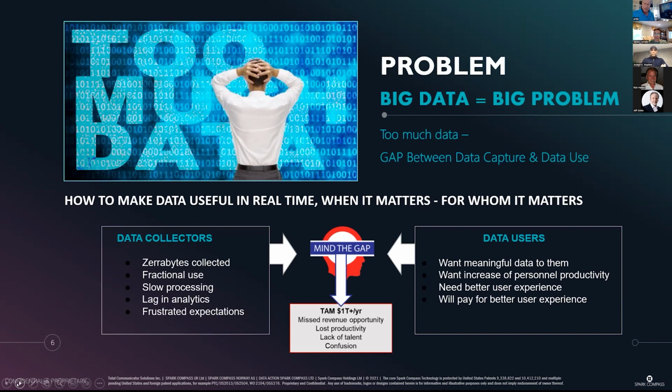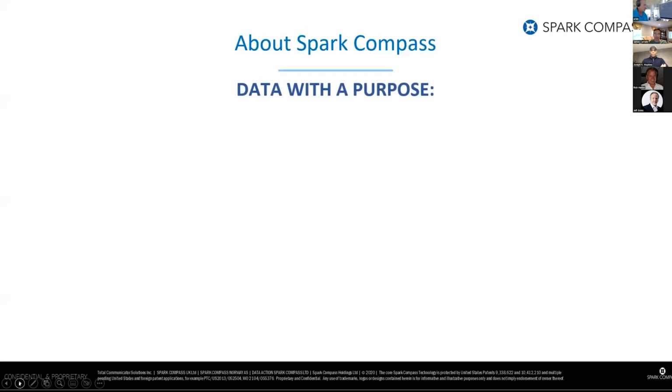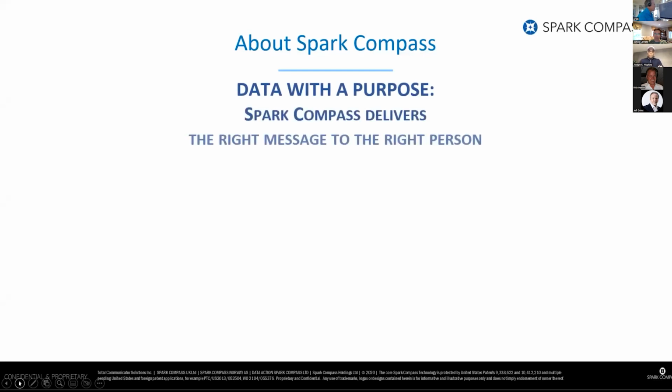And it was known 10 years ago that there was going to be a world where we would have a lot of data. We're going to be able to collect a lot of data. We're going to be able to act on the data. But then what? How do we do that? And that's how Spark Compass came about. It's data with a purpose.